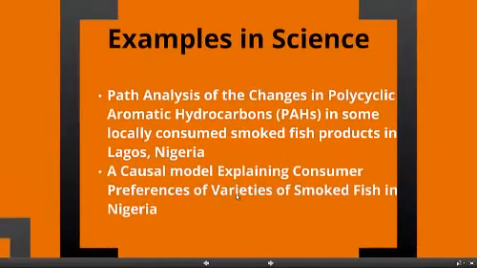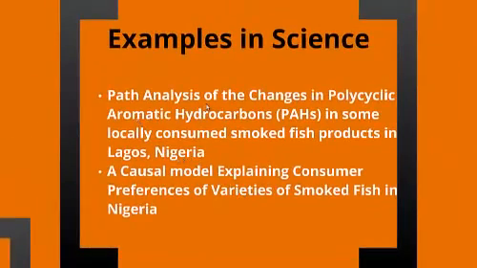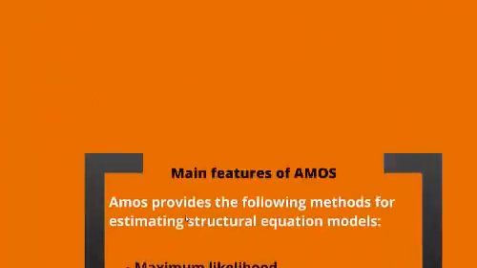What about in science? Path analysis of the changes in polycyclic aromatic hydrocarbons in some locally consumed smoked fish products in Lagos, Nigeria. And the other example is a causal model explaining consumer preferences of varieties of smoked fish in Nigeria. So path analysis, anytime you're doing path analysis, AMOS is there to do it more effectively and visually more appealing.